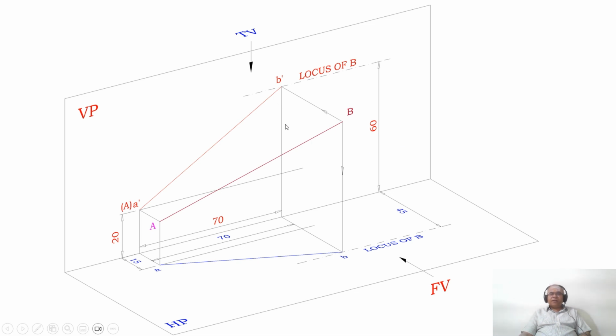But he has also given the other distance, that is, the distance between the end projectors. What is the distance between the end projectors? When you look from the front view, this projected point is going to lie on this locus. Similarly, when you look from the top view, the projected point is going to lie on this locus. So when you join, between this B dash, is the distance between the end projectors. So what is the distance between the end projectors? We have the end projector of A and we have the end projector of B.